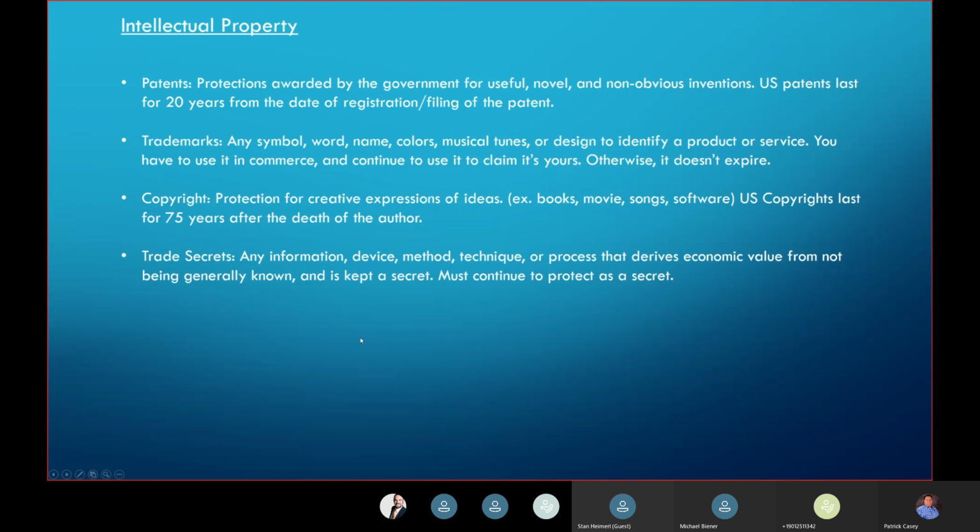All right, intellectual property. These are patents: protections awarded by the government for useful, novel, and non-obvious inventions. U.S. patents last for 20 years from the date of the filing of the patent. Trademarks: any symbol, word, name, colors, musical tunes, or design used to identify a product or service. You have to use it in commerce, in other words in business, and continue to use it to claim it's yours. Otherwise, it doesn't expire.